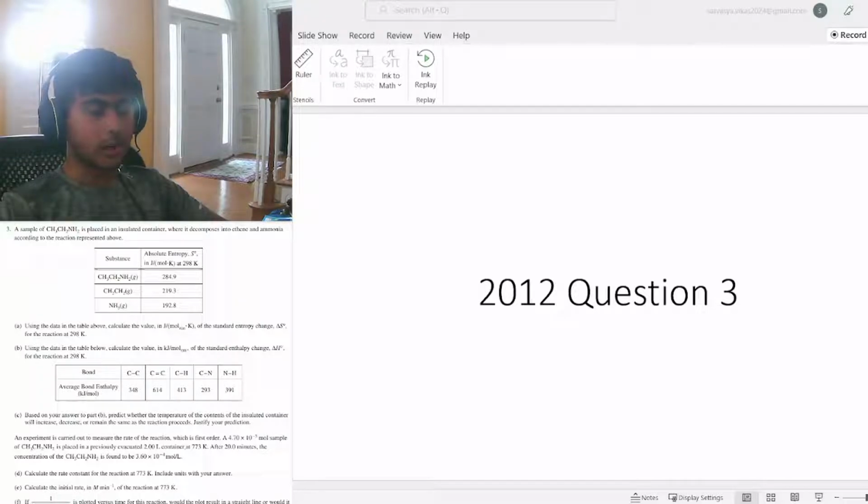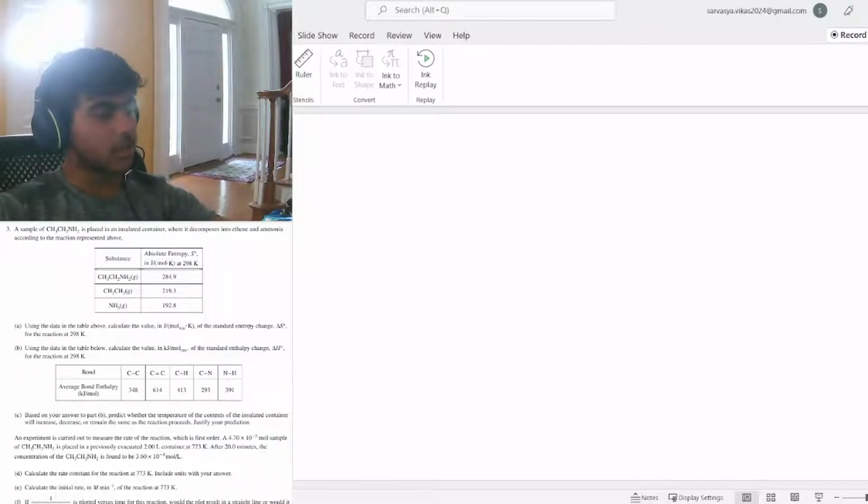All right, and how are we going to use that? Well, let's see. Part A says, using the data in the table above, calculate the value in joules per mole Kelvin of the standard entropy change, delta S, for the reaction at 298 Kelvin. All right, let's do that. So we have part A.